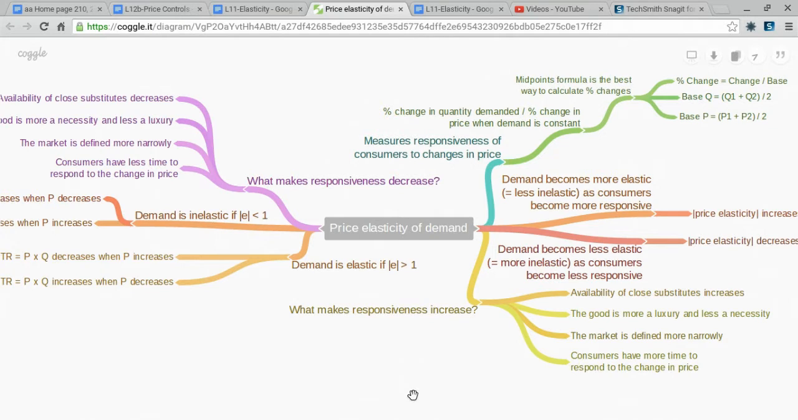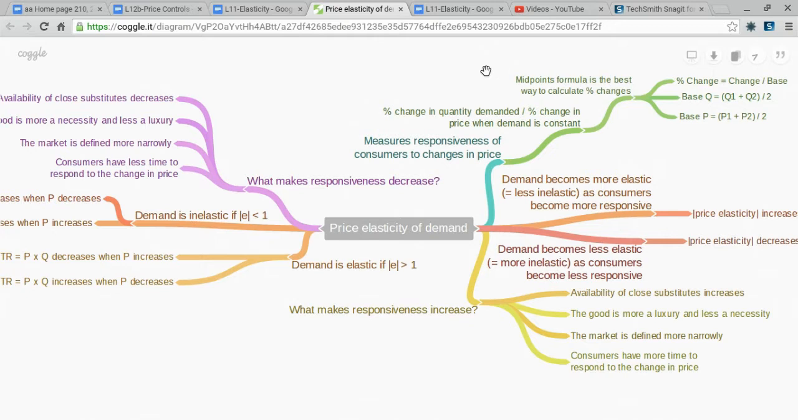A large number of elasticities exist and could be discussed. We're going to talk about only one type of elasticity, the price elasticity of demand. The price elasticity of demand measures the responsiveness of consumers to changes in price. It equals the percentage change in quantity demanded divided by the percentage change in price when demand is constant.